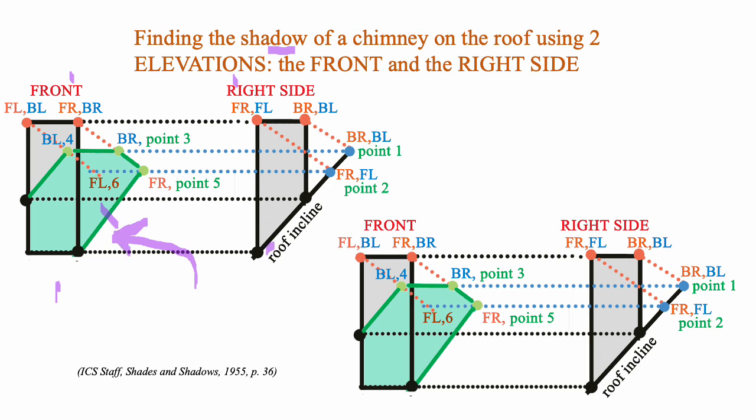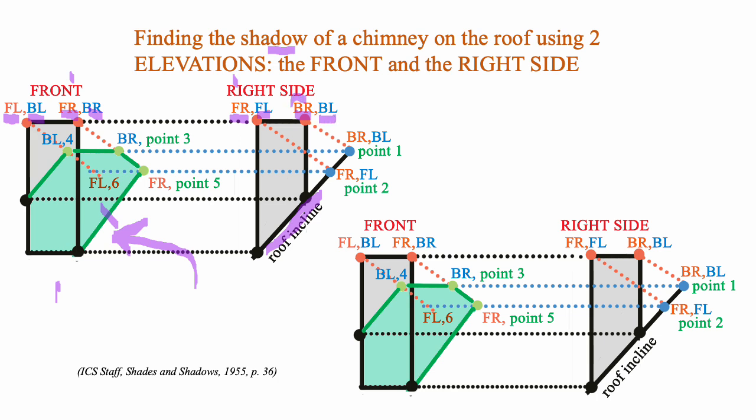And the advantage of that is that we see the true roof incline, which is very important. So the front view shows the front left corner and the front right corner of the chimney. And directly behind that, which we don't see, is the back left corner and the back right corner. The right side view, we see the front right corner and the back right corner. And behind it, which we don't see, is the front left corner and the back left corner.